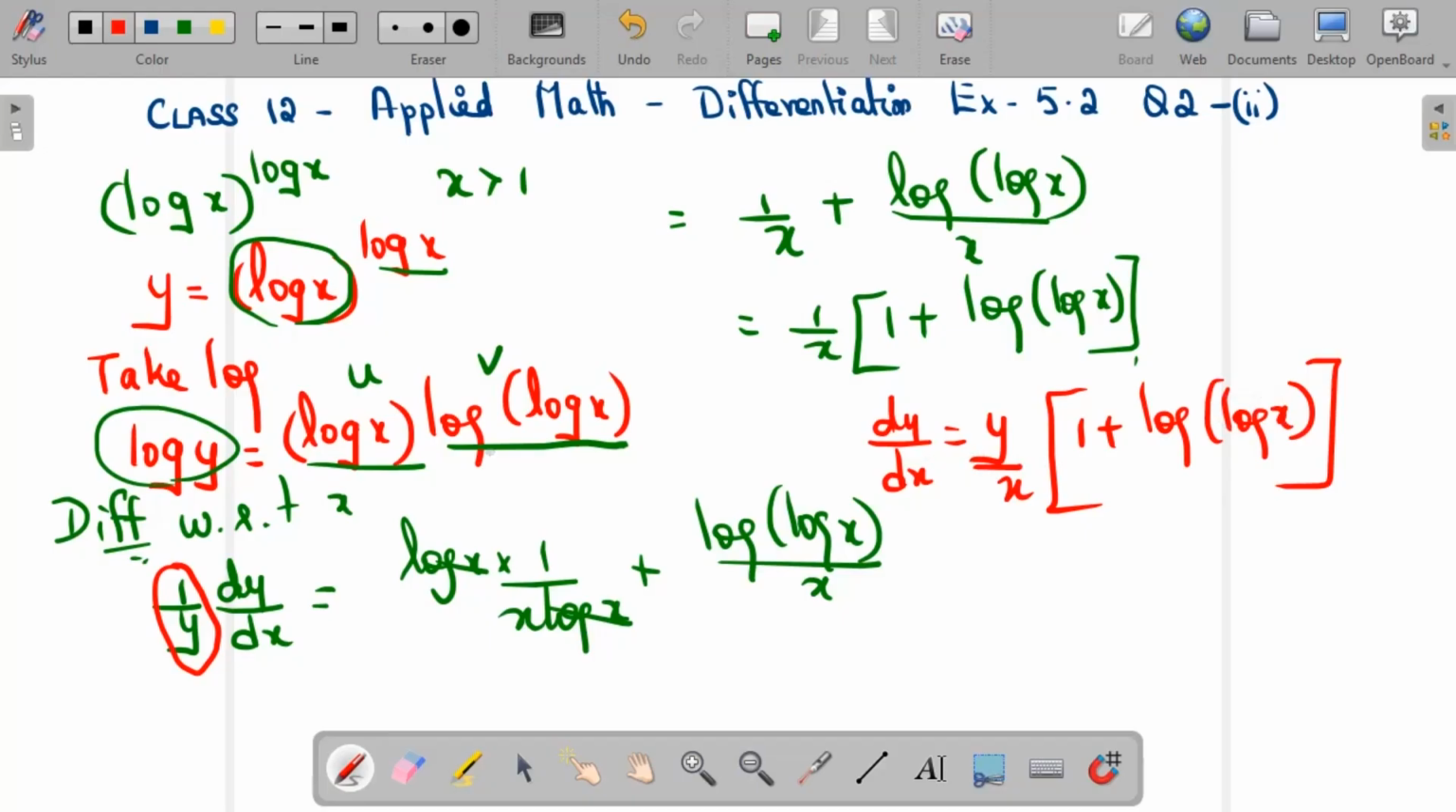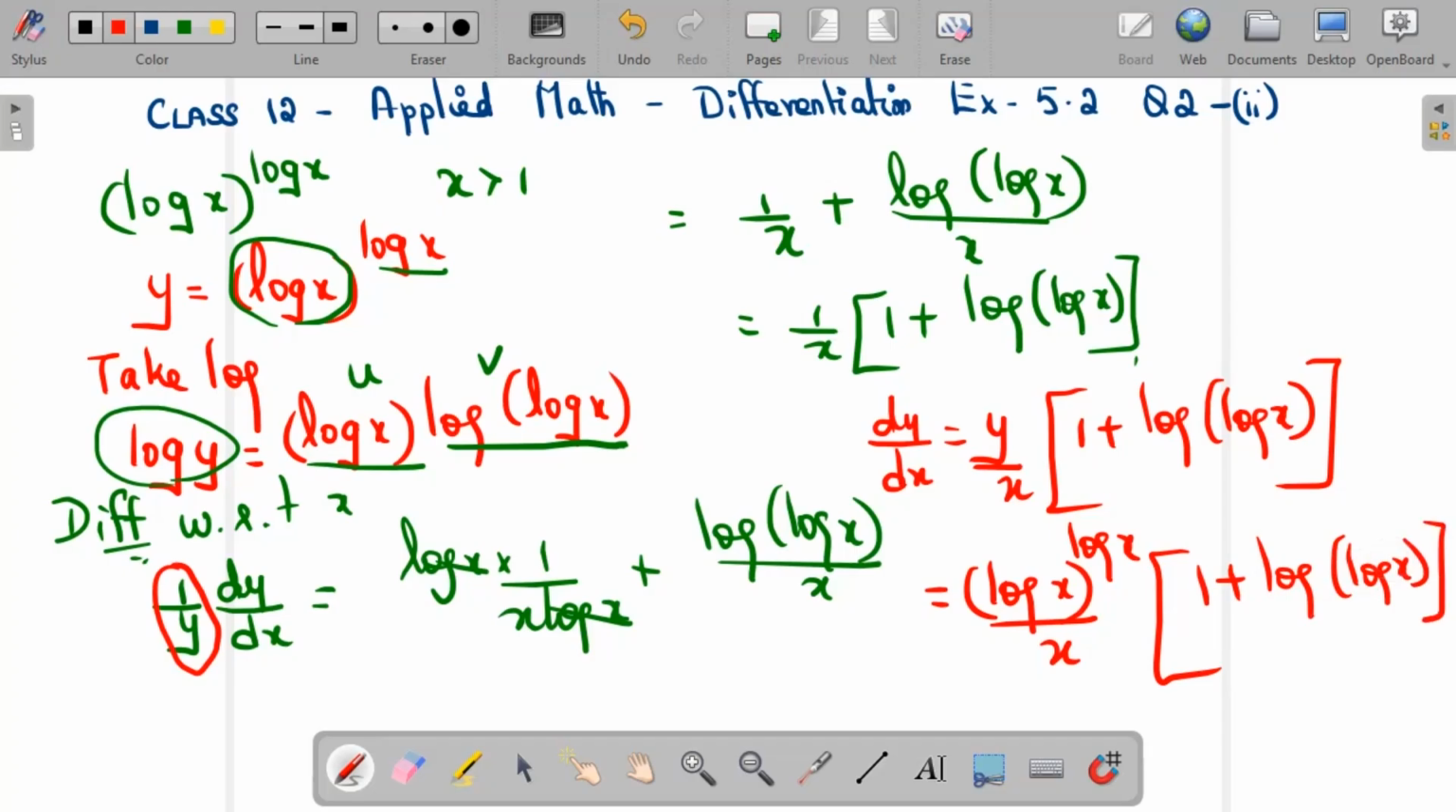Now y is just the name that you gave to the input function, so you can replace it back again. So this is going to be (log x) the whole power log x into 1 by x, so I'm putting it down here, into 1 plus log of log x. That is the differentiation of the input function (log x) to the power log x.